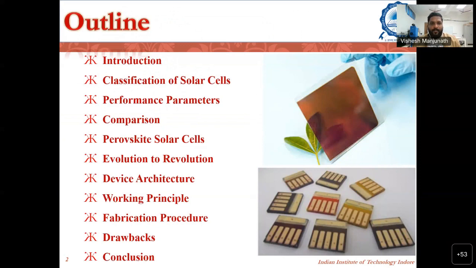The outline of my talk will include some introductions, the classification of solar cells, the performance parameters, how you compare solar cells, what a perovskite solar cell is, how it evolved, the device architecture, the working principle, the fabrication procedures, and some drawbacks of perovskite solar cells, and next we can conclude the talk.